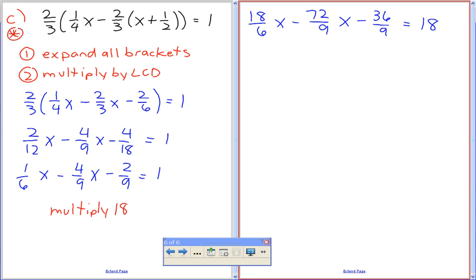Oh, the enthusiasm is overwhelming, back row. I have a question. Why is it equal 18? Because we multiplied all 4 of these by 18, right? Somebody from the right hand side of the back row, please divide. 18/6 is... 72/9 is... 36/9 is... Yep. And hopefully you guys got something like that or a multiple of that. You might have had 6x minus 16x minus 8 equals 36, and that's fine.